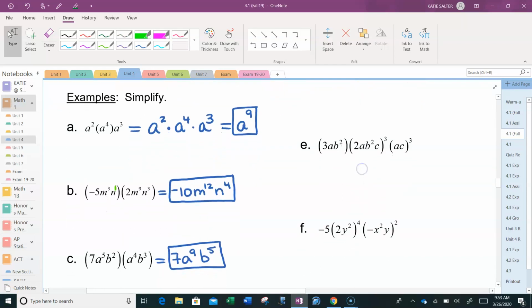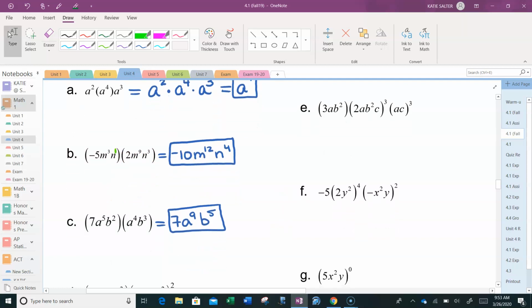All right, so for A, sometimes these are written with parentheses, which is confusing, but it really just means multiplication. So if you need to, rewrite it with multiplication. We should have gotten a to the 9th. The next one, -5 times 2 is -10. m cubed times m to the 9th: we're multiplying like bases, add those exponents. That's m to the 12th. n to the 1st times n cubed is n to the 4th. And then the last one, even though you don't see it there, that's really like having a 1 in front of it, so 7 times 1 is 7. a to the 5th times a to the 4th is a to the 9th. b squared times b cubed is b to the 5th.